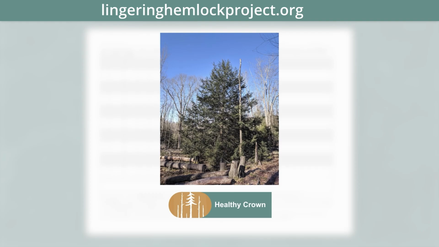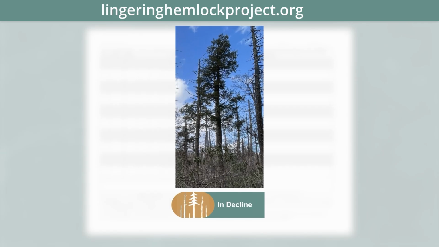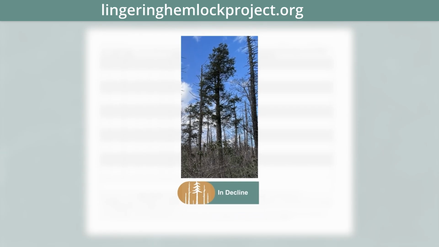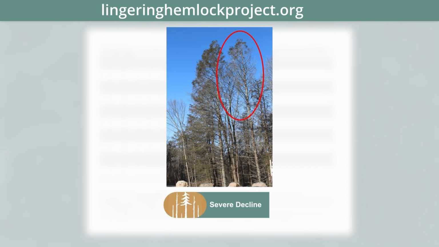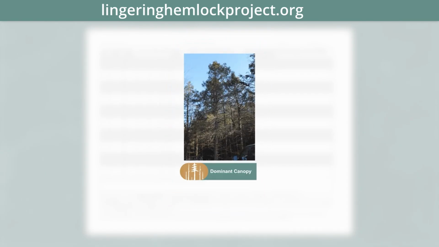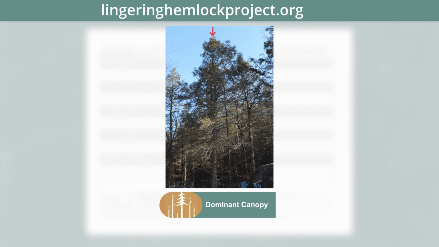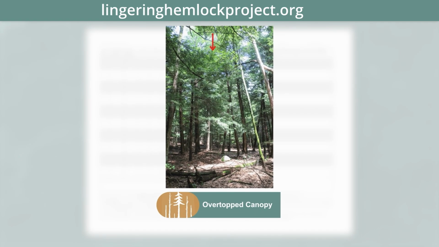For crown health, you should record a hemlock as healthy if it has 80% or more of its live crown remaining, as in decline if it has 80 to 20% of its live crown remaining, and as severe decline if the hemlock has less than 20% of its live crown remaining. For canopy position, select dominant if the hemlock extends above the forest canopy, codominant if the hemlock makes up the forest canopy, and overtopped if the hemlock is completely below the forest canopy.